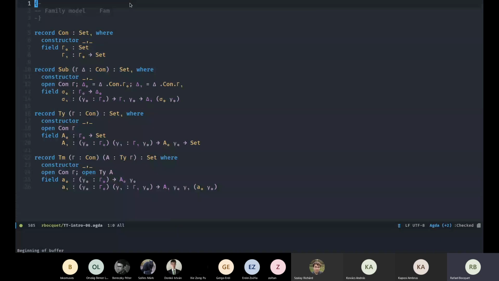So yeah, as a reminder, last time the main topic was identity types in type theory, which is a pretty big topic. And today we will look at some new model construction that we have not seen before. And in particular, we'll start with the family model.